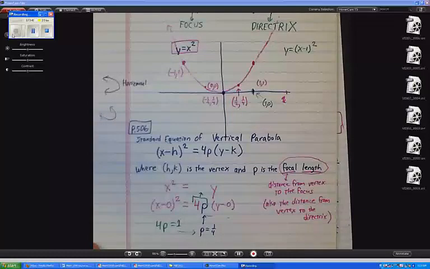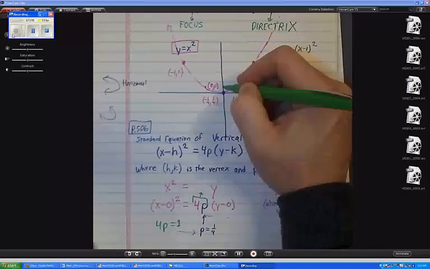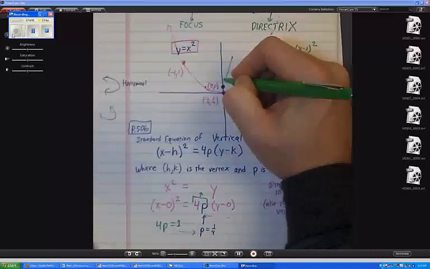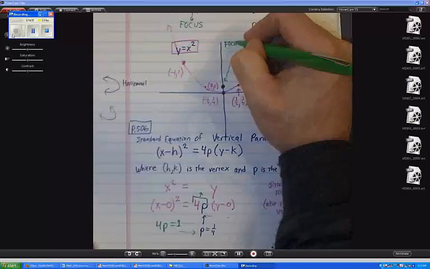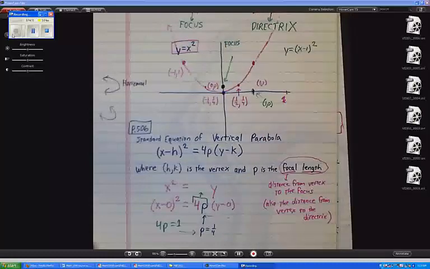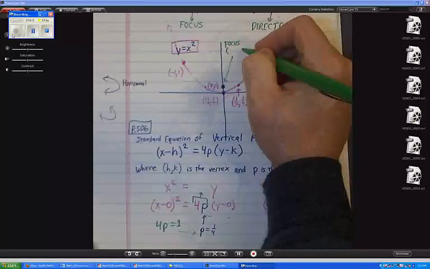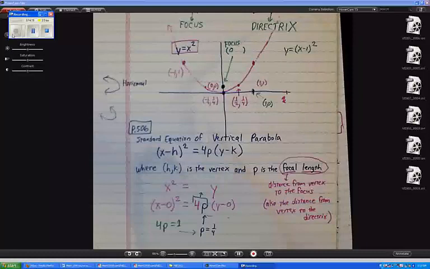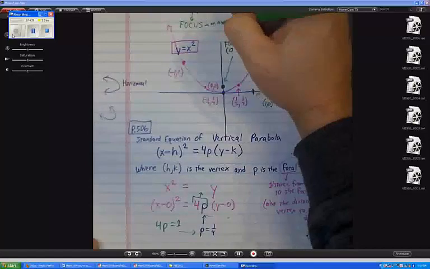Now I want to show you how this all works, and then I'll talk a little more. It turns out that the focus of this parabola is going to be a dot right here. That's the focus. Do you know what the coordinates of that point are going to be? Well, I definitely know the x-coordinate. What's the x-coordinate? 0. The focus is always going to be on the axis of, do you remember this word? Axis of symmetry, okay? So the focus is on the axis of symmetry.